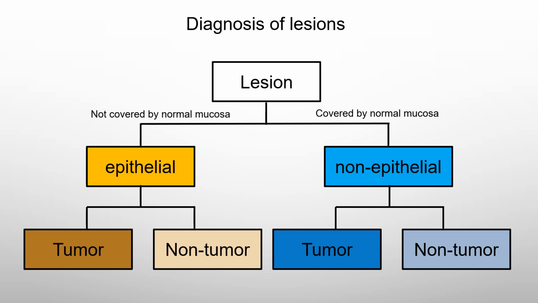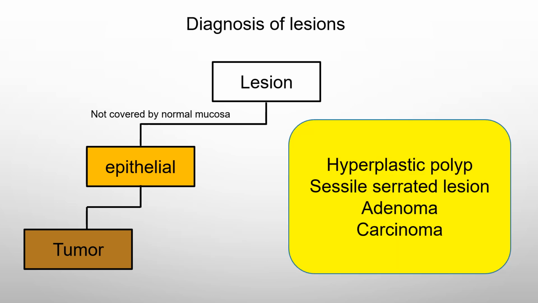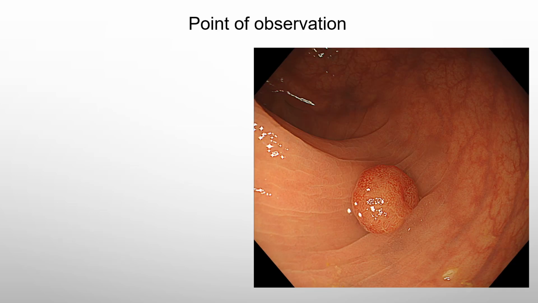Colorectal lesions are divided into epithelial tumor and non-epithelial tumor. Today, I will talk about epithelial tumor. Epithelial tumor includes hyperplastic polyp, SSL, adenoma, and carcinoma. I will discuss each of the key points of observation by white light imaging.